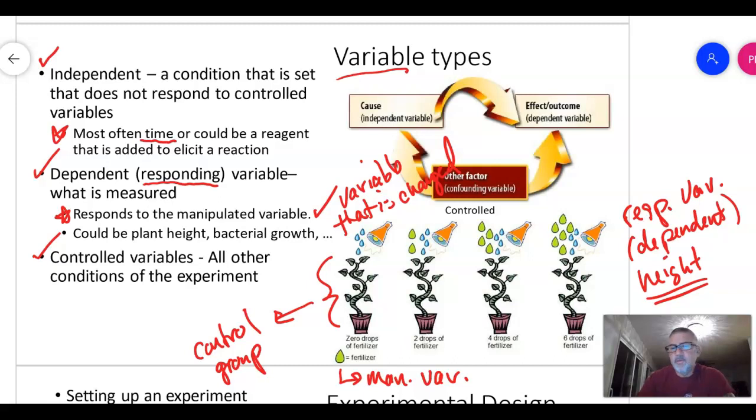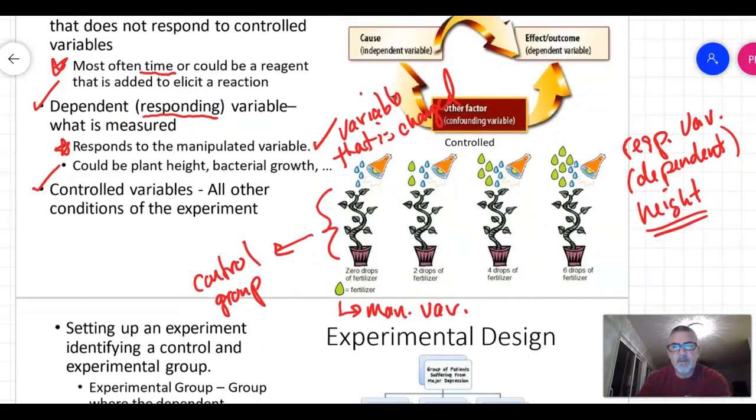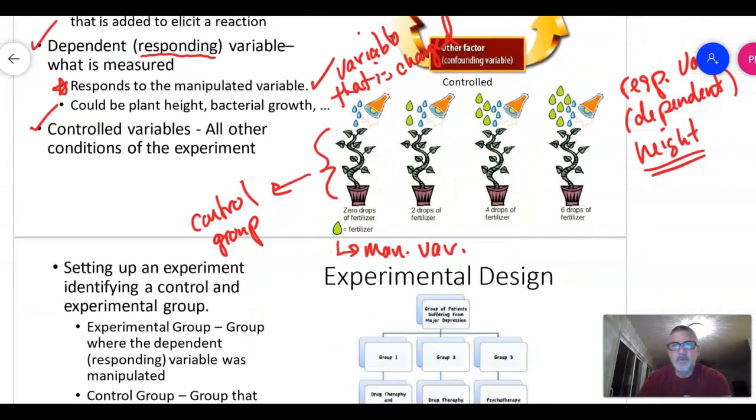If you're going to look at my controlled variables, right, I could have plant type, I could have the amount of light, I could have the soil type, I could have the pot size. So anything that is the same with everybody, right, including my control group, is going to be a control variable.